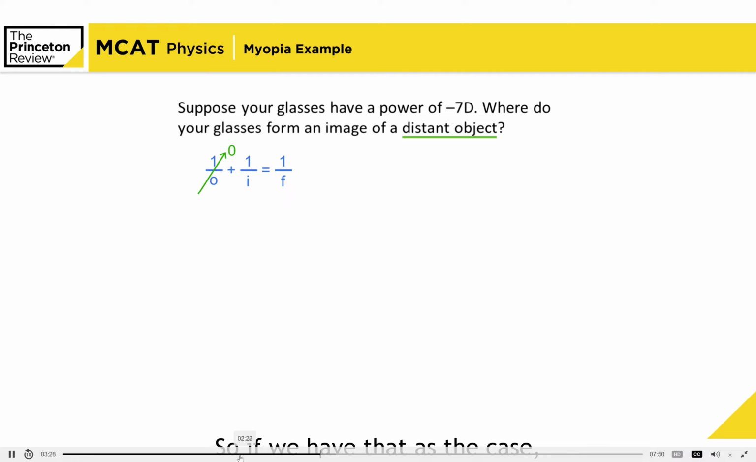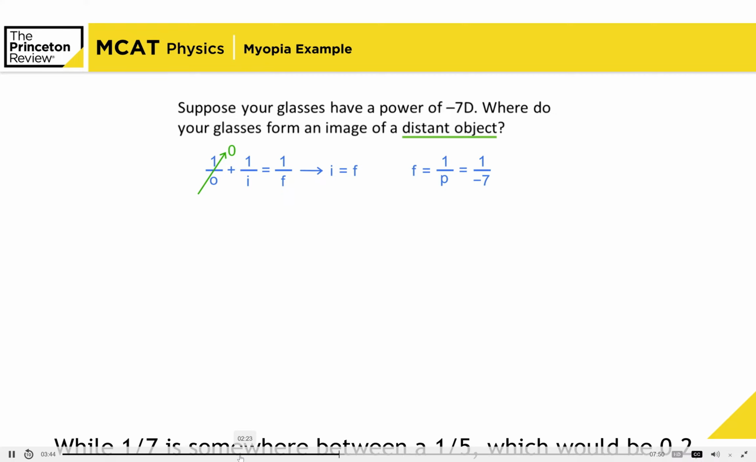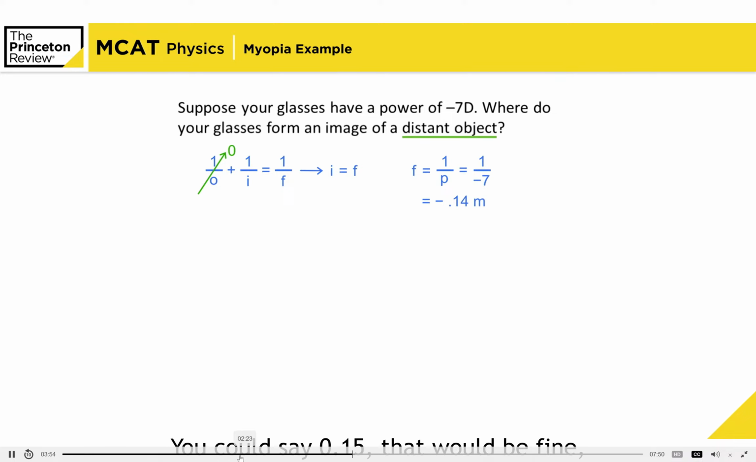So if we have that as the case, then the result is, of course, that I is going to equal f. If we want to know what f is, we have to say that f will be equal to 1 over the power, from just inverting the power equation, which in this particular case is 1 over -7. While 1/7 is somewhere between 1/5, which would be 0.2, and 1/10, which would be 0.1, let's say it's about -0.14. You could say 0.15, that would be fine, without loss of generality. It's a little closer to 0.14. The point is simply to put it between those two values that you can estimate more quickly.